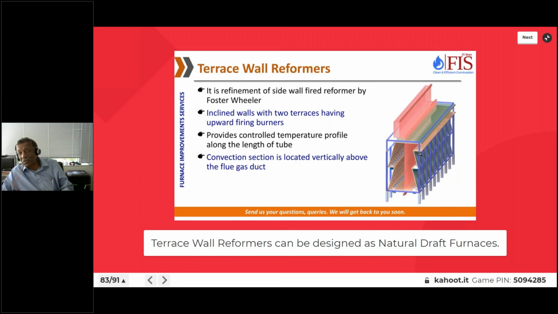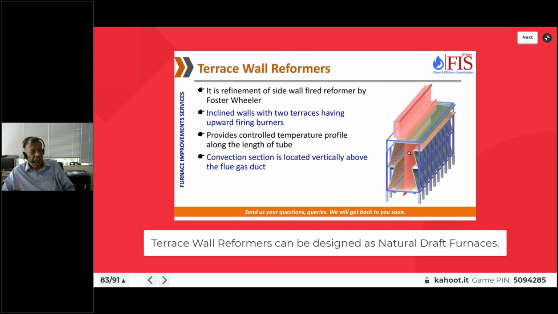Another difference I want to tell you, the difference between down fired and side fired, or the terrace wall, is that here it's a refractory which is radiating to the tubes, whereas in down fired, it is the flue gases which are radiating to the tubes. Although, if you go theoretically, it's still the same, but the refractory surface is much higher. So that's another major difference.